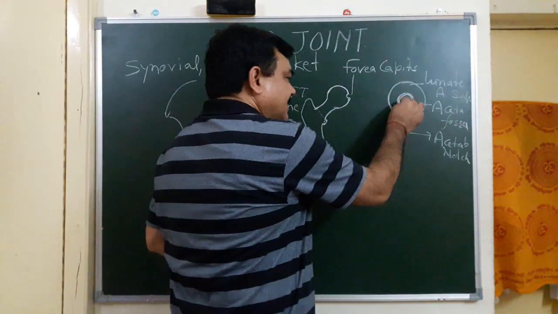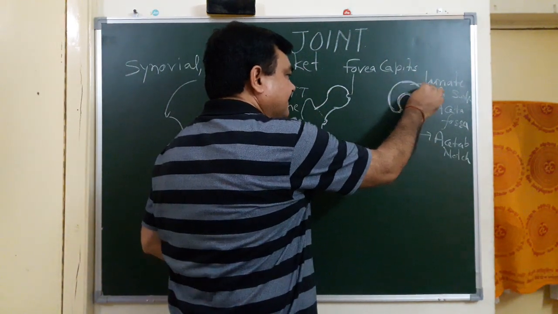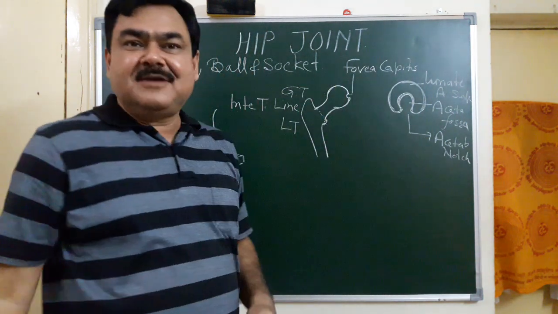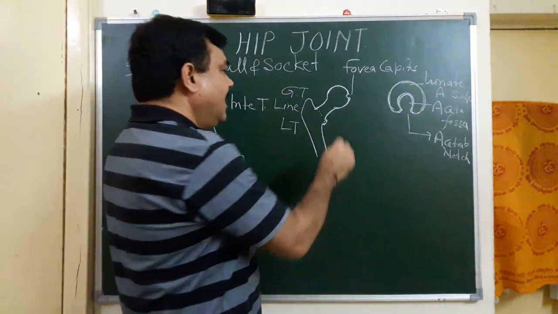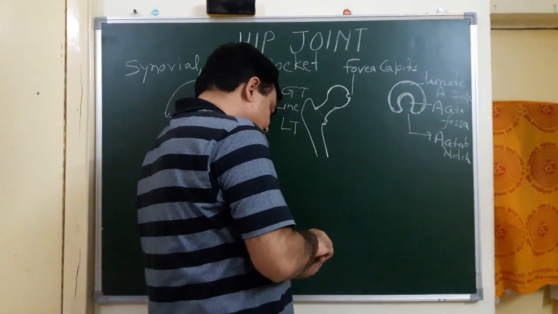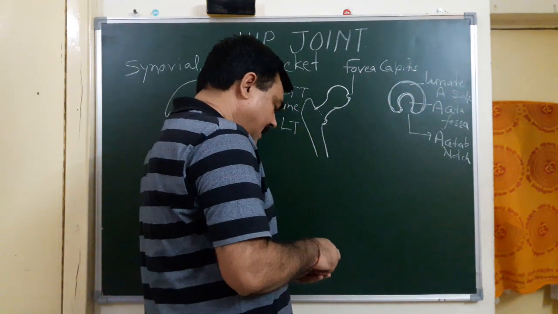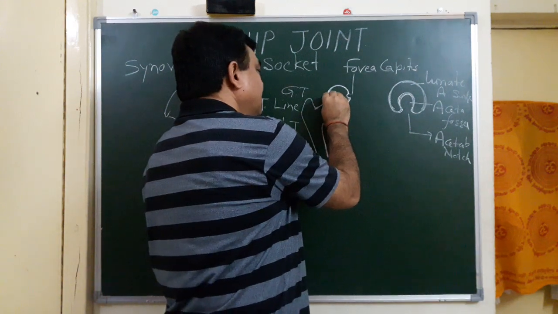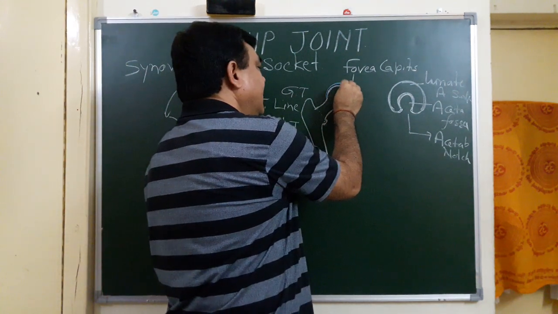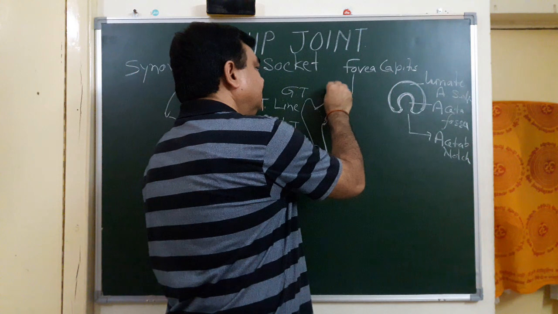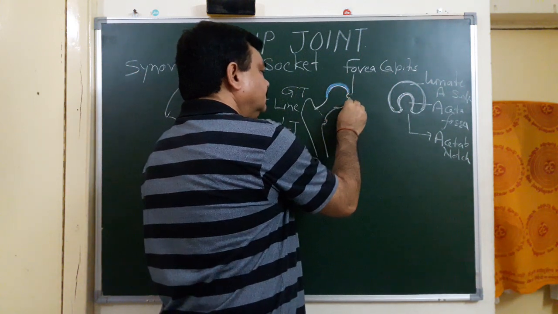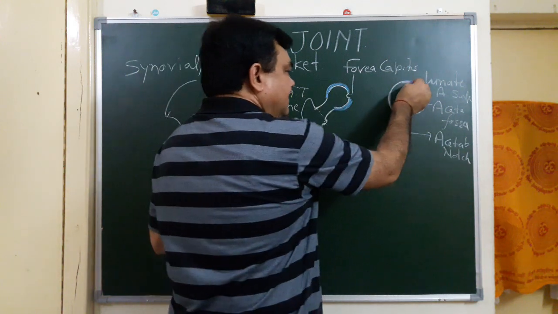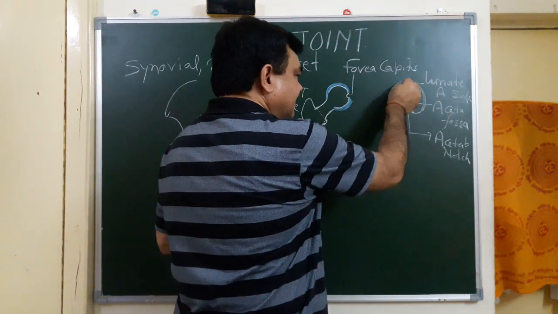So both these articular surfaces are covered by hyaline cartilage. You can see this is covered by a cartilage known as hyaline cartilage, and this also is covered by hyaline cartilage.